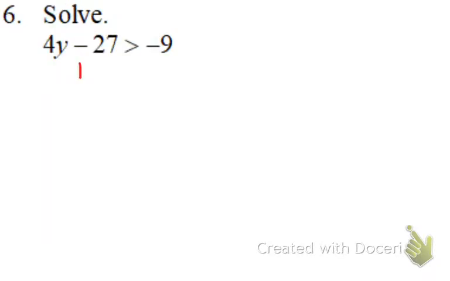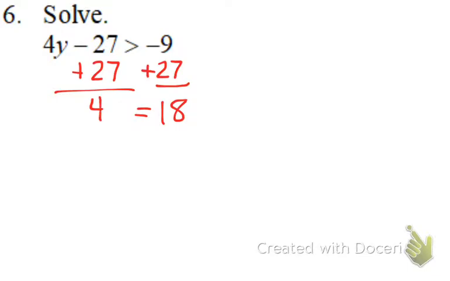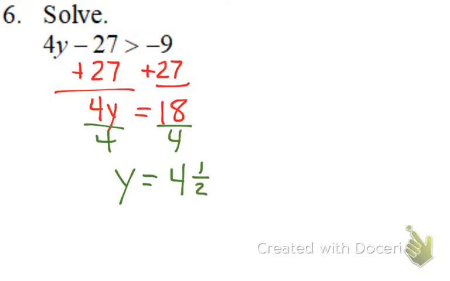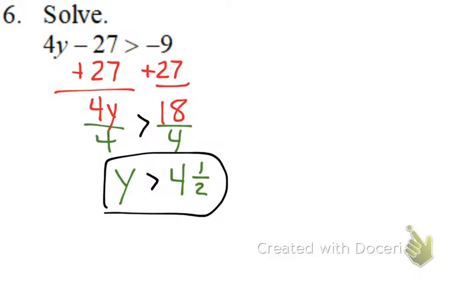Number 6, to solve this two-step inequality, add 27 to each side. -9 plus 27 gives you 18. To get rid of multiplying by 4, divide by 4. And so y is 4 and 2/4 or 4 1/2, 4.5 if you prefer. I'm sorry, not equals, greater than, my fault. Should not have changed that. So y is greater than 4.5.